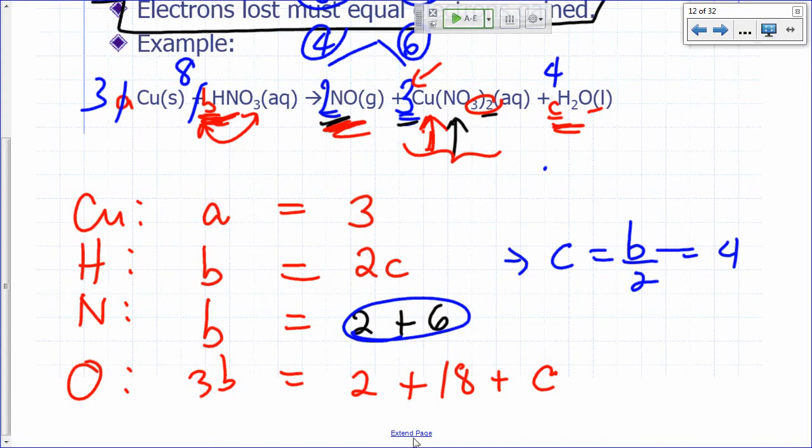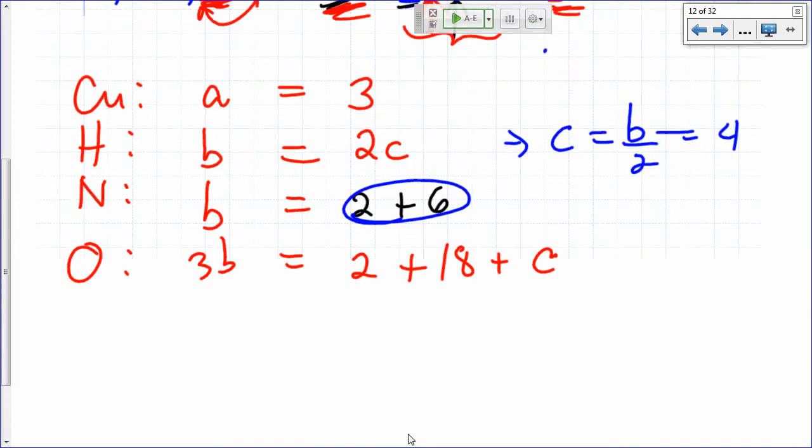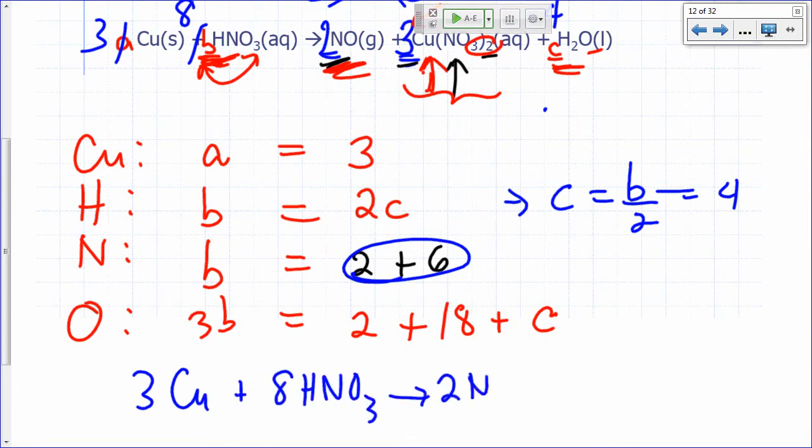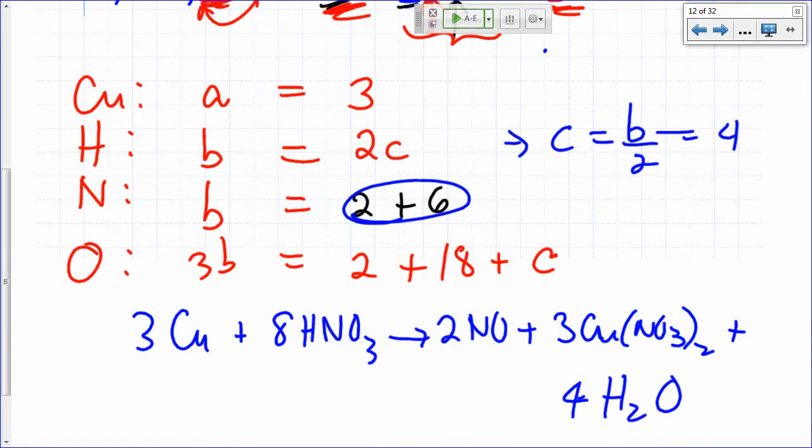All right, so let's try that. Let's verify. I have 3 Cu plus 8 HNO3 gives me 2 NO plus 3 Cu(NO3)2 plus 4 H2O.